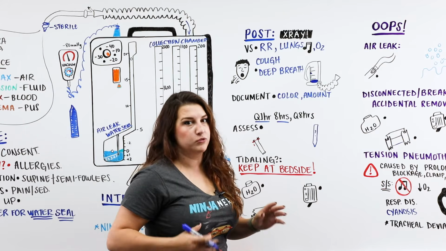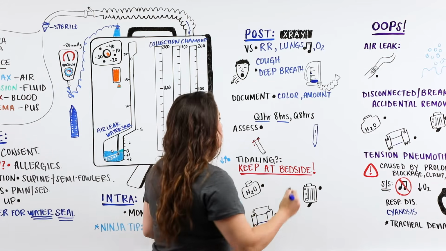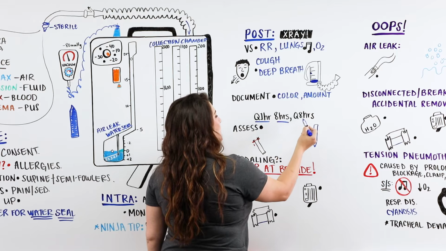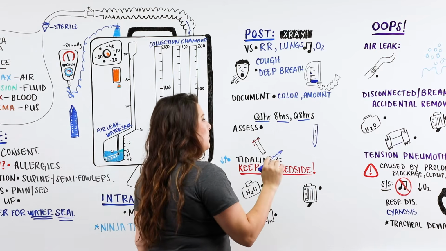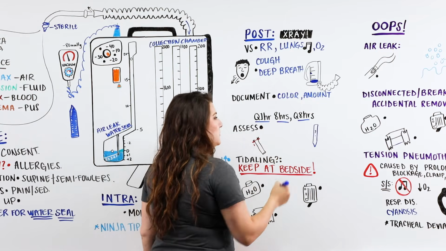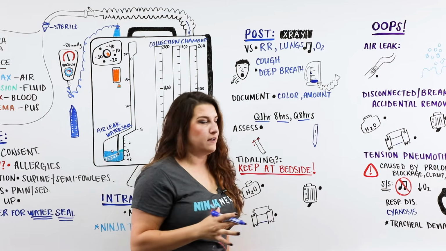Because that's the whole goal: once the tube's in, we want to get it out. After those initial 8 hours, it's going to be every 8 hours. So remember, it's Q 1 hour for the first 8 hours, and then every 8 hours after.